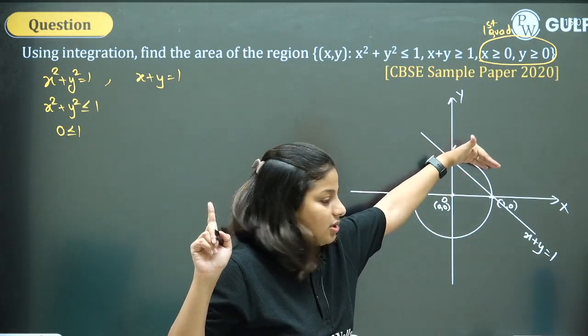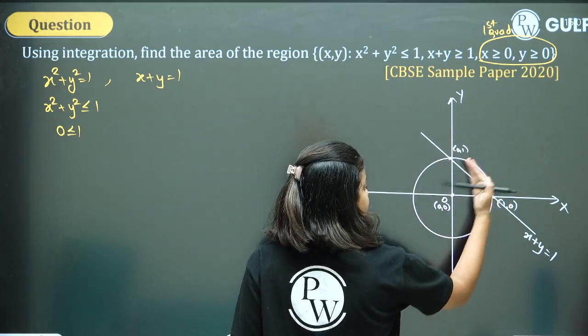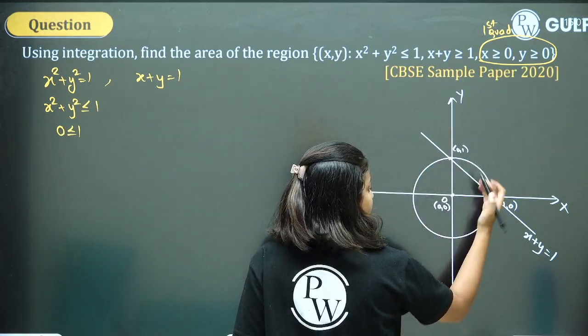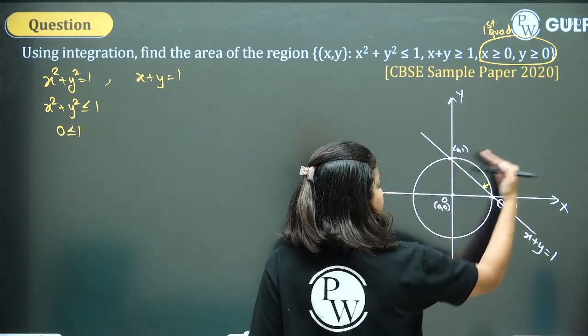So for the circle, the area is towards the origin. For the circle, the area is towards the origin, near the origin, not away from the origin. This is your origin. Towards the origin, not away.